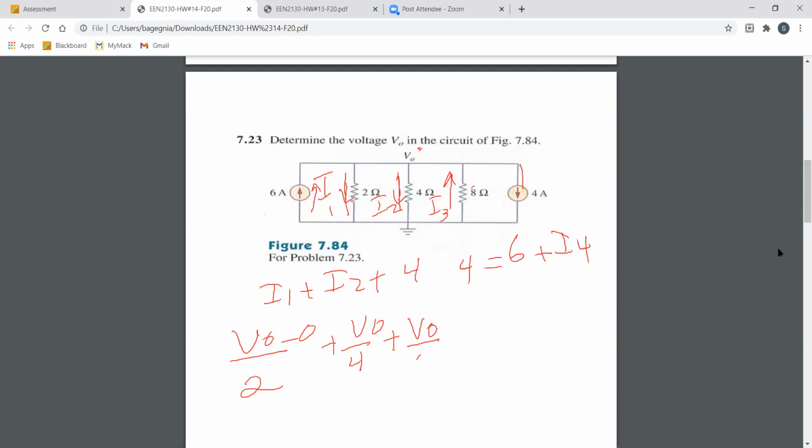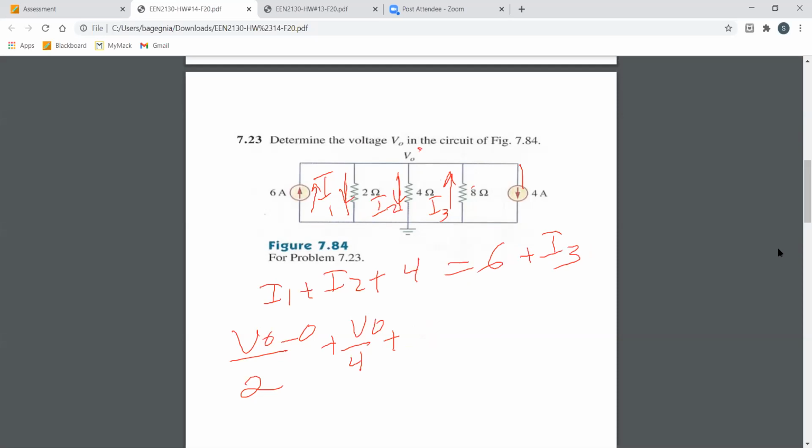Plus 4. I'm going to correct this one first and then move on. So I1 leaving the node, I2 leaving the node, 4 leaving the node equals I6 entering the node and I3 entering the node. Okay.